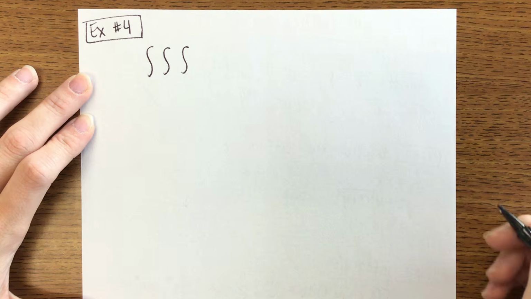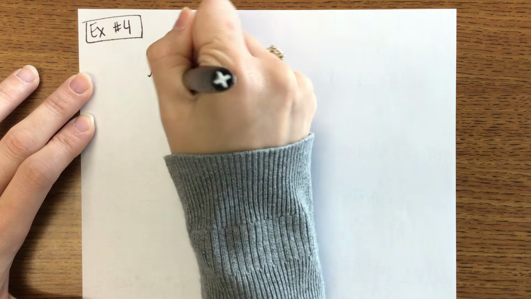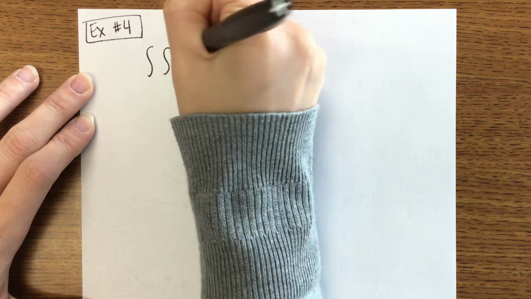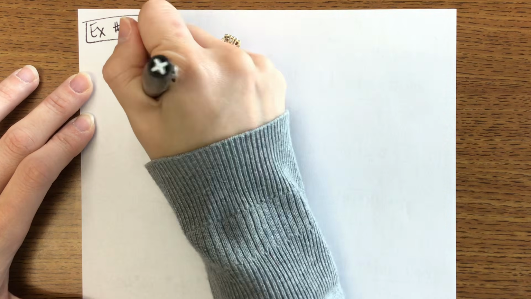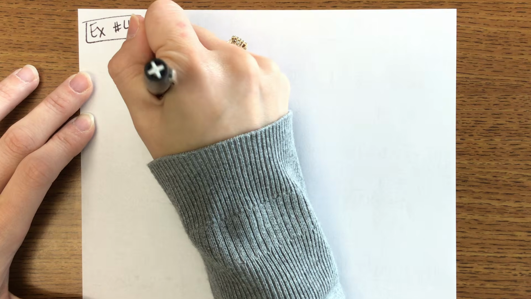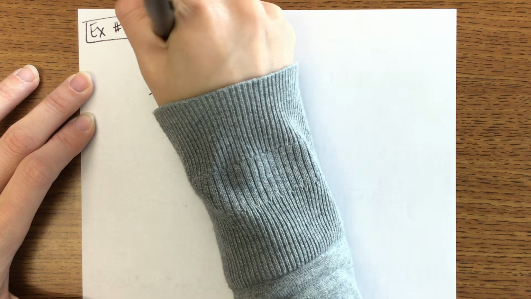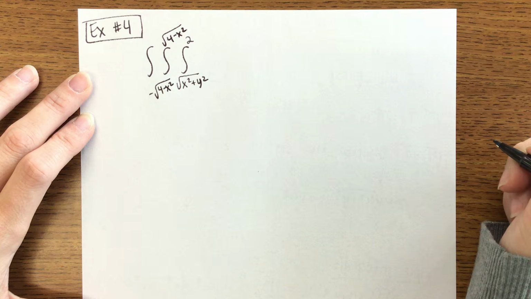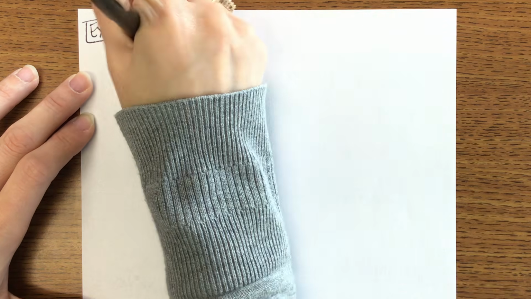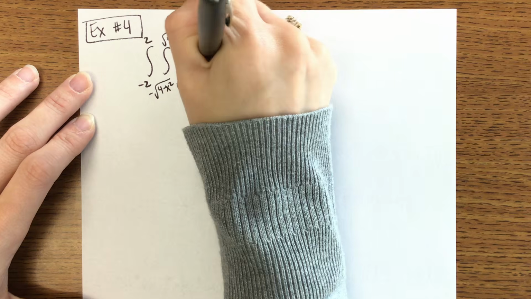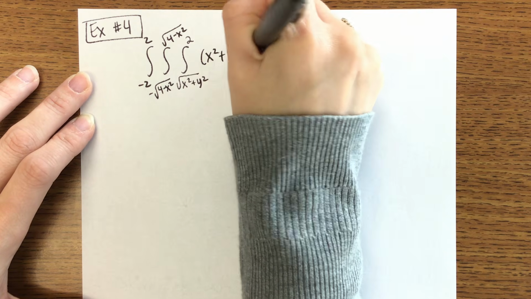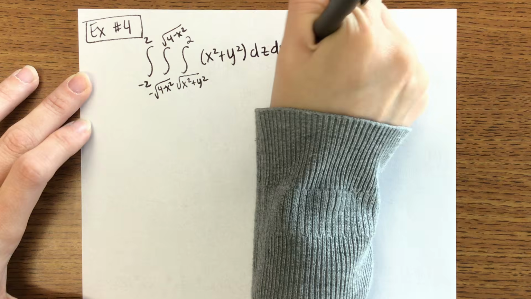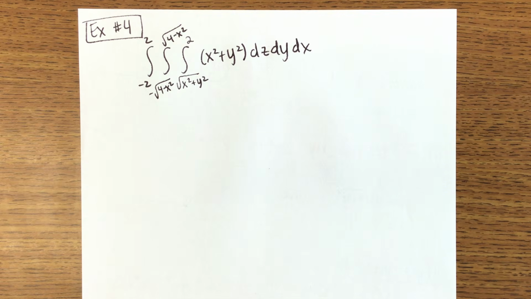Here's the triple integral that we are looking at. X squared plus y squared to 2, negative the square root of 4 minus x squared, positive the square root of 4 minus x squared, and negative 2 to 2. And then our integrand is x squared plus y squared dz dy dx. Okay. My expectation for you is that you see this and think maybe there's an easier way.